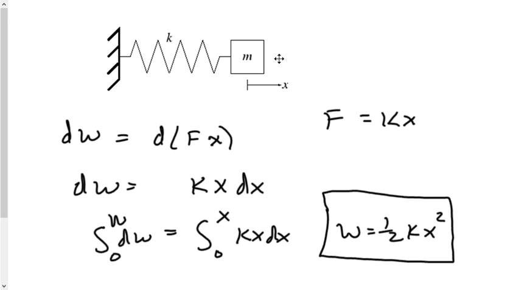Now again, we can think about this just like in the other example. All I'm doing when I'm pulling this to the right is causing us to store energy as elastic potential energy. And this, of course, is the equation for elastic potential energy.